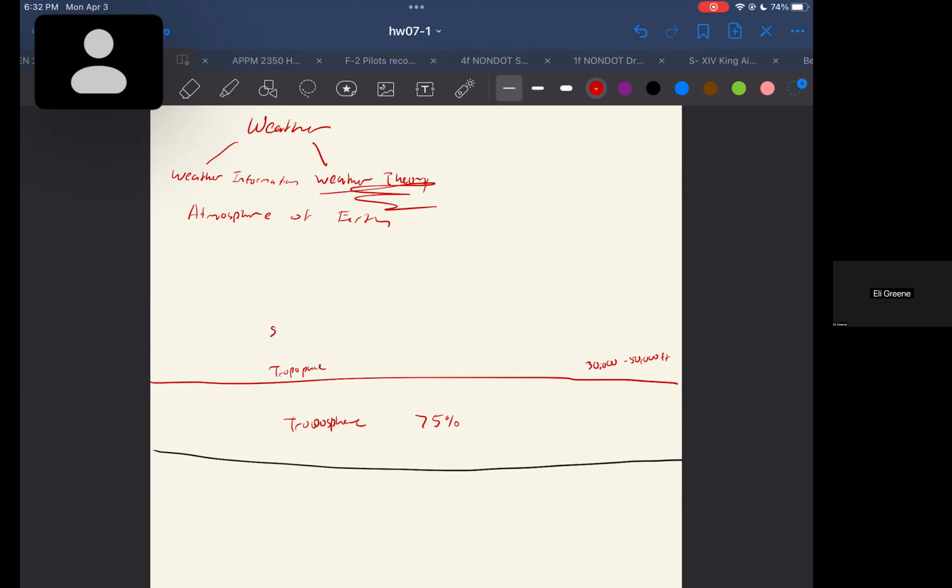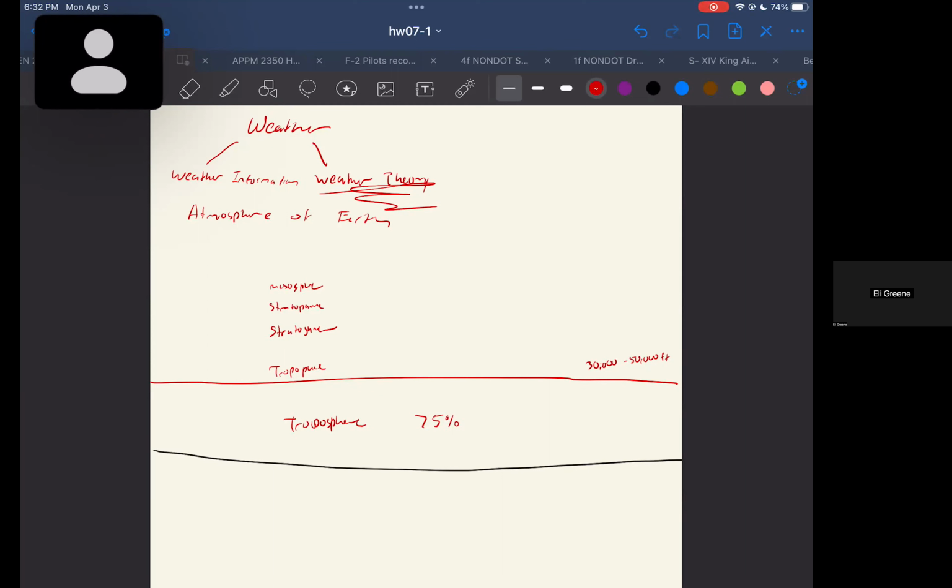And then above the tropopause, you have the stratosphere. Then above that, you have the stratopause. And then above that, you have the mesosphere. None of that stuff really matters. We don't care. We really just care about the troposphere. So if you want to learn about that, you can, but it doesn't really apply here. Questions on that?